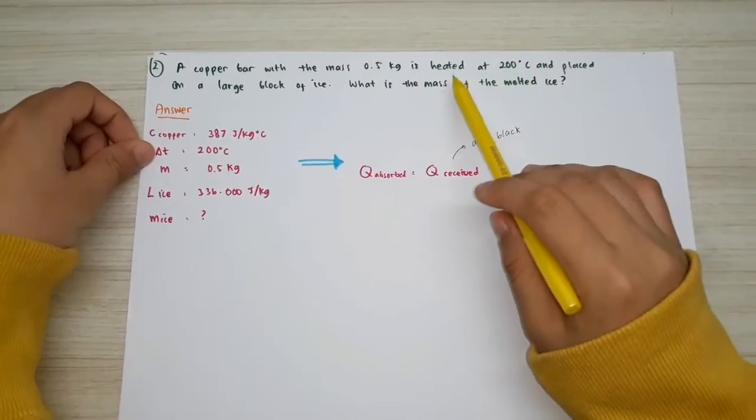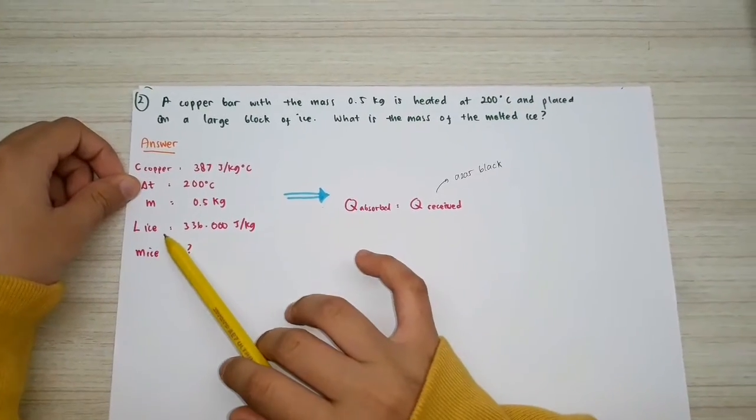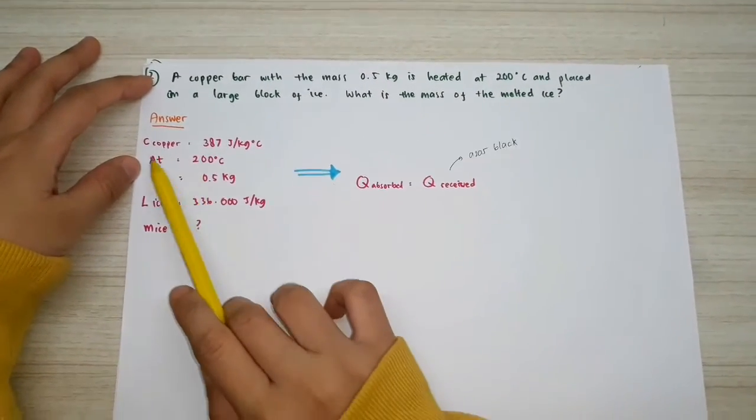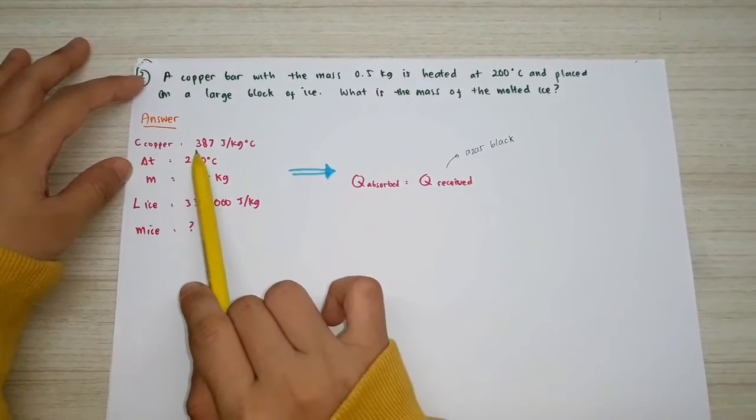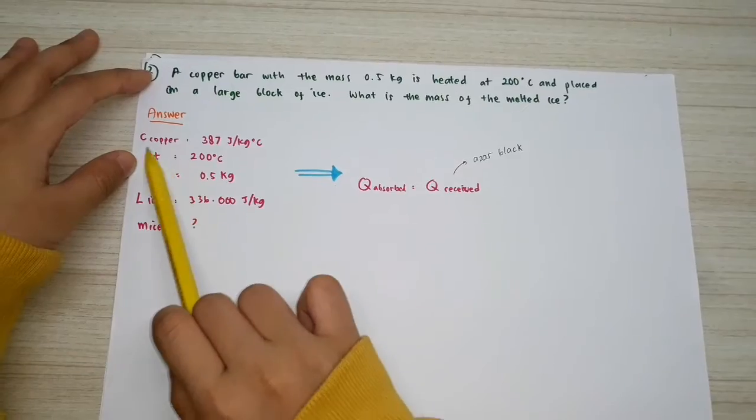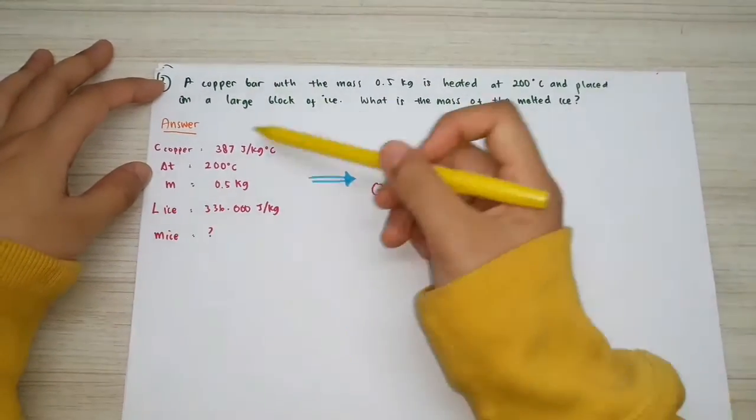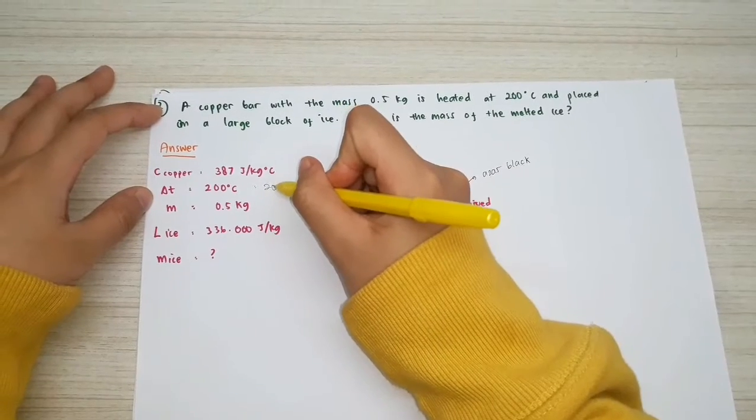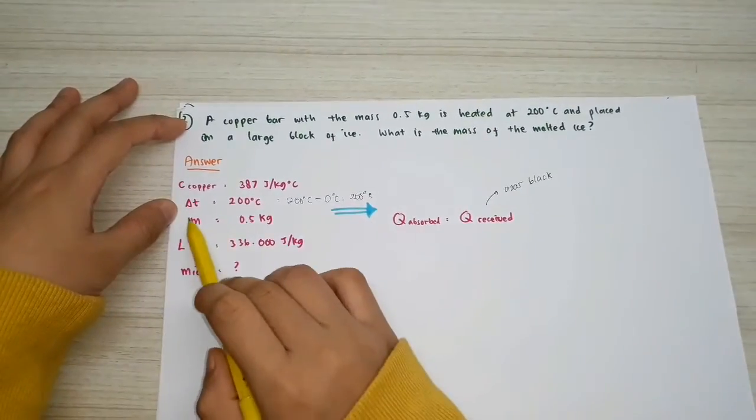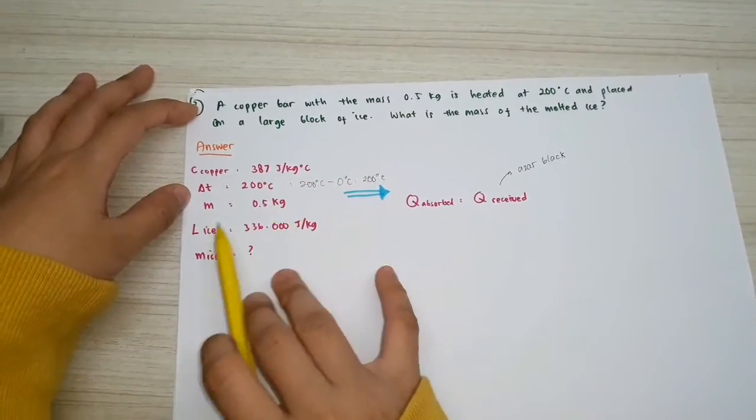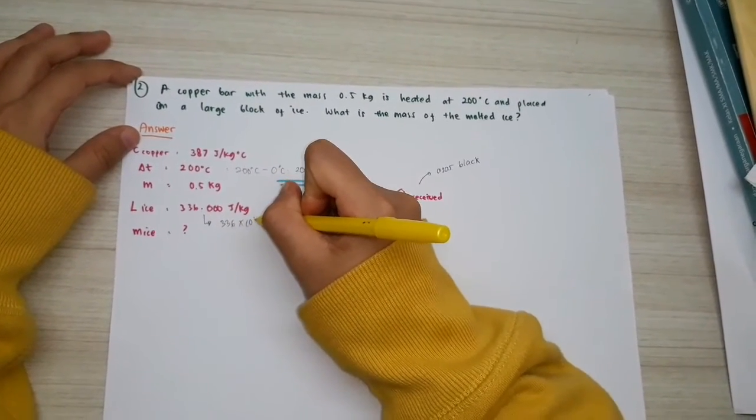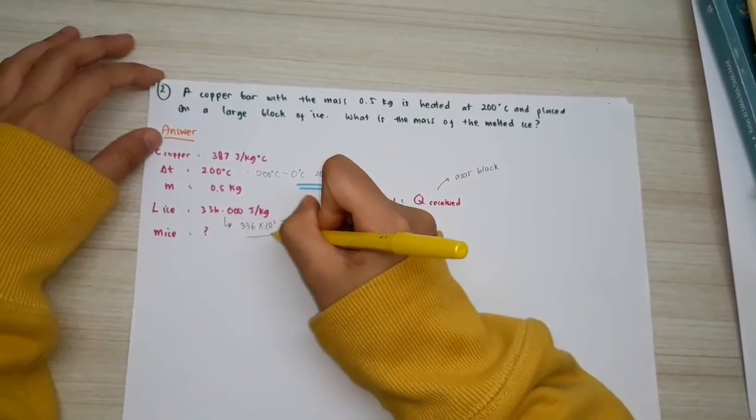The question didn't mention the specific heat capacity of copper and ice. It means we have to know it first, so I have written it here. The specific heat capacity of copper is 387 joule per kilogram Celsius, and the delta temperature is 200 degrees Celsius minus 0 Celsius, which is 200 degrees Celsius, right? And the mass of the copper is 0.5 kilogram, and the heat of fusion of the ice is 336 times 10 to the power of 3 joule per kilogram. It's to make it easier.